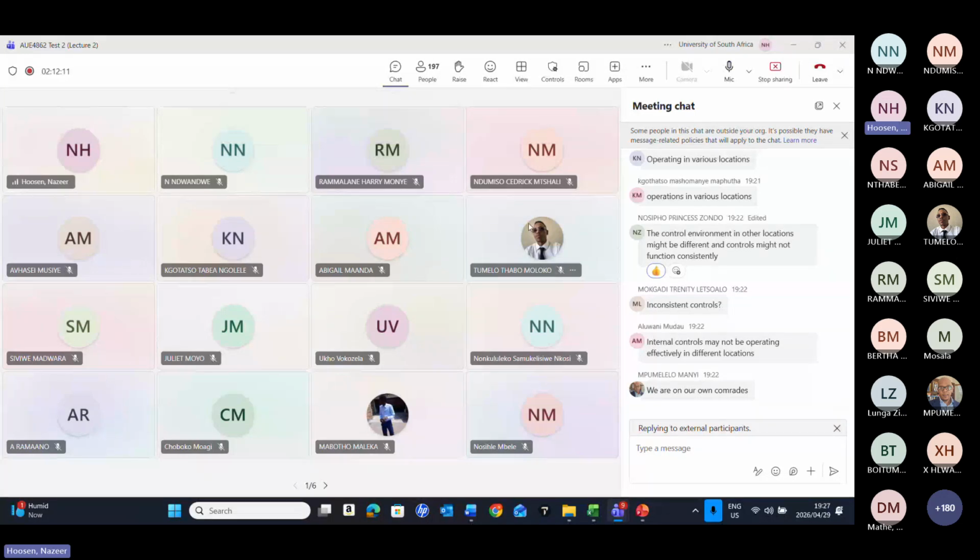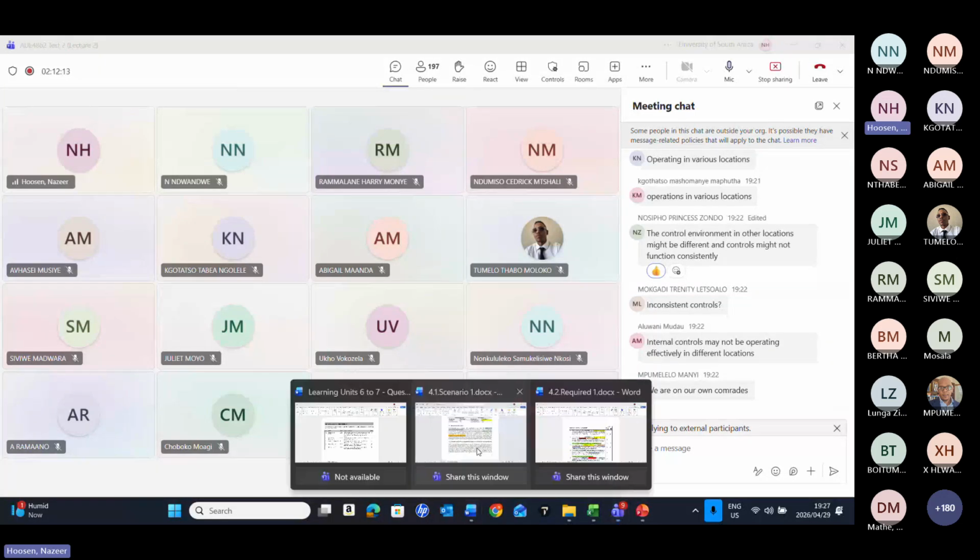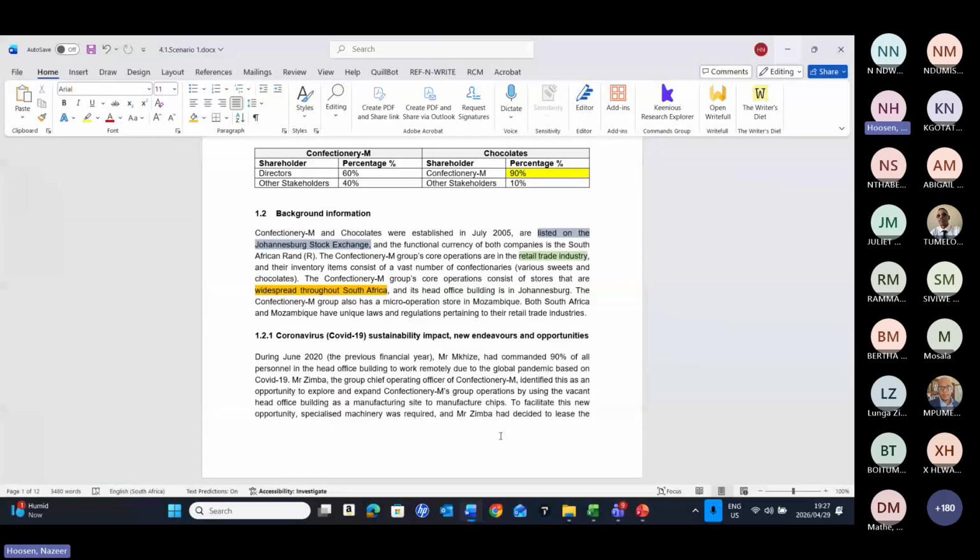And that's the part of the scenario that you guys would identify and infer from such information. Did everybody get that concept? Is everybody with me on that?